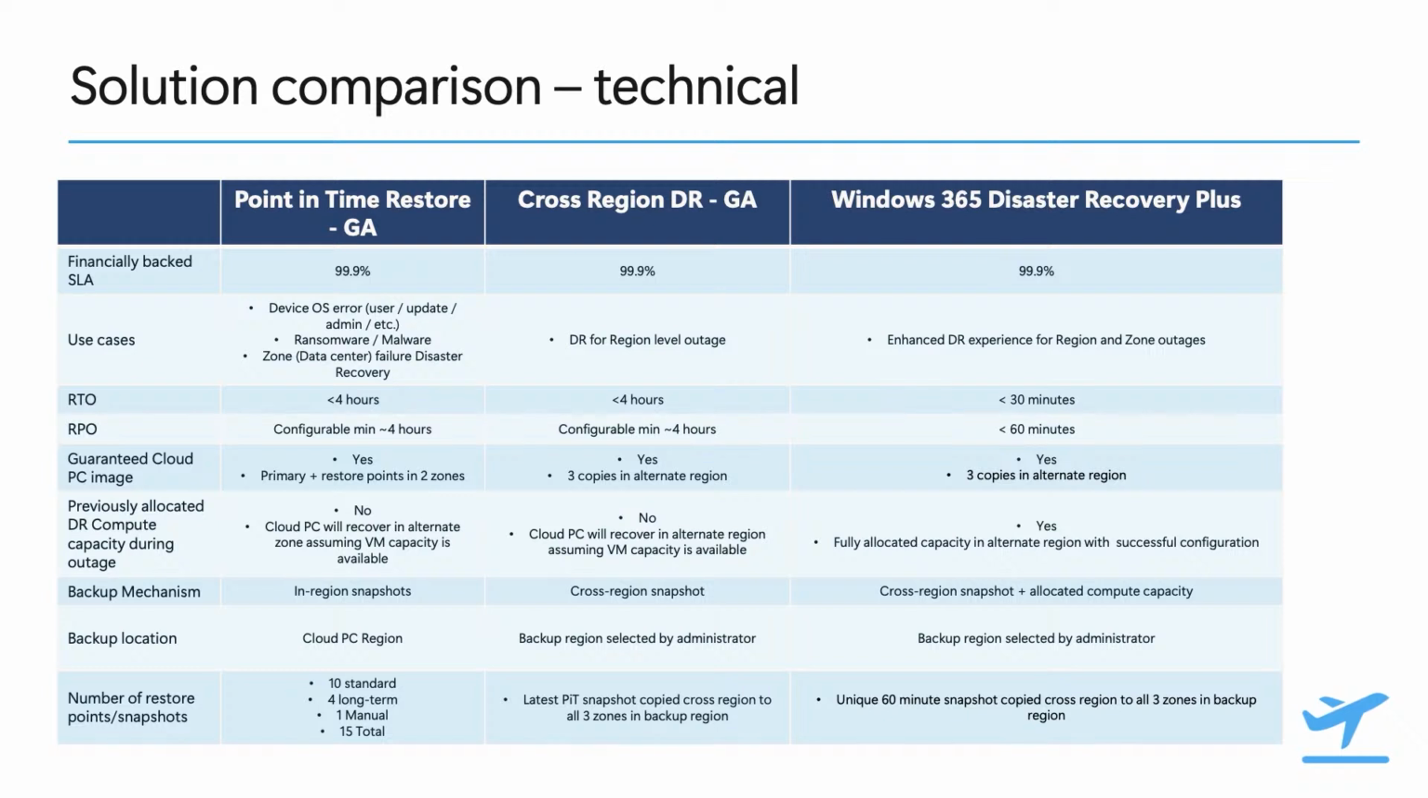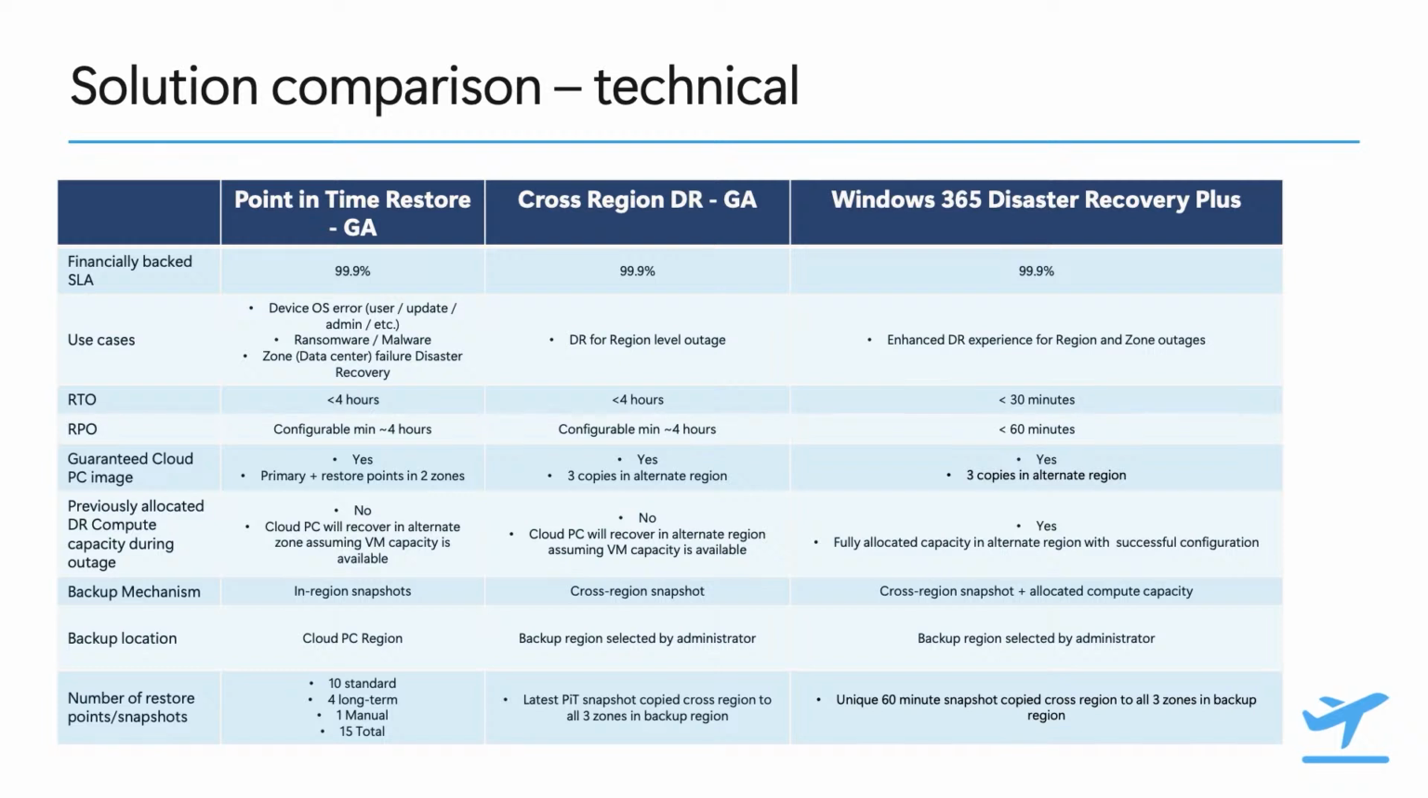In some cases, we need to have a copy of the data in a geographically dispersed location from the primary cloud PC. In other cases, I need a very highly resilient and high-performing recovery for critical users or users that are covered by regulatory requirements. So in Windows 365, we have two optional solutions: cross-region disaster recovery and Windows 365 Disaster Recovery Plus.